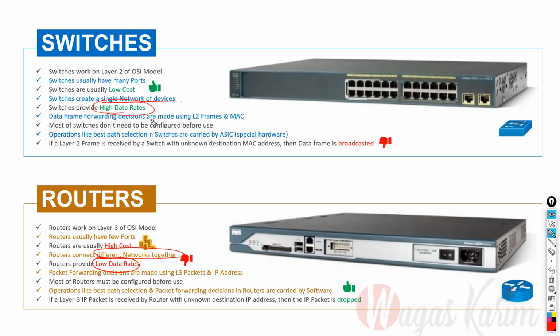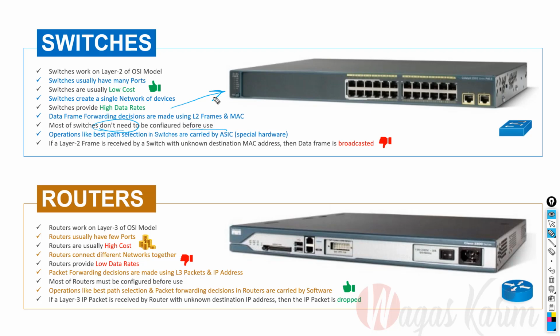Data frame forwarding decisions in switches are made using layer 2 frames and MAC addresses, while in routers these decisions are made through layer 3 IP packets, layer 3 headers and IP addresses. Switches can provide a high data rate, while routers provide a low data rate. Most switches do not need to be configured before we start using them. We simply go to the market, buy a switch, bring it home or to our office, plug and play, power it up, and it will start working.